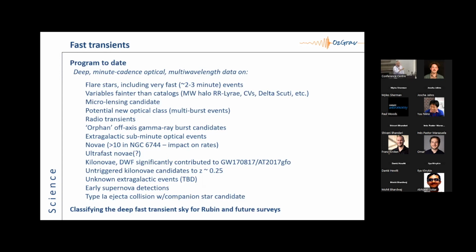There's no way I can go through any of these things in detail, so feel free to ask me later, but here's a list of things that we've discovered, and we can talk about those later. But there's quite a range of interesting things, fast and slower, a very dynamic universe. And in one sense, we're classifying the fast transient sky for Rubin and other surveys in the future, because DECam is wide field and almost as deep.